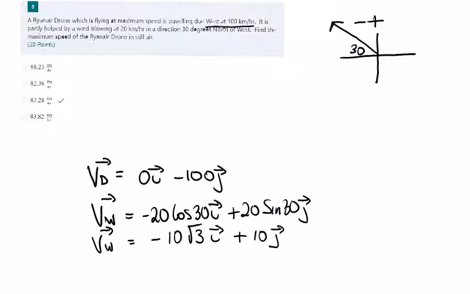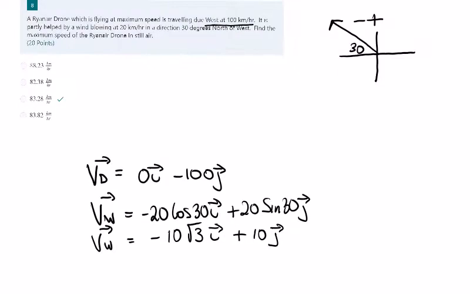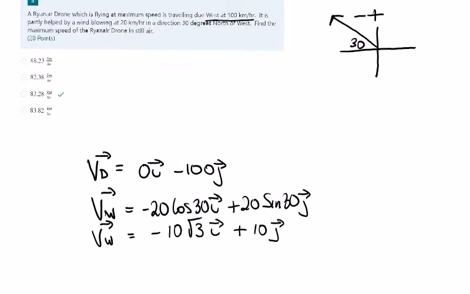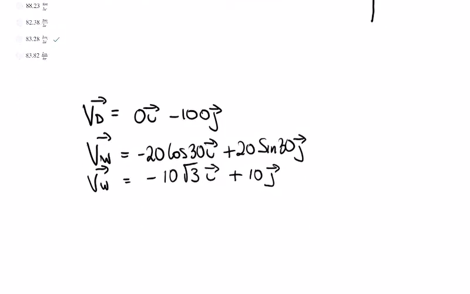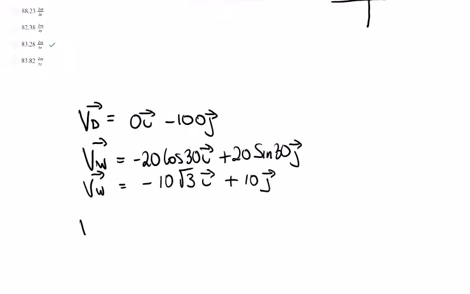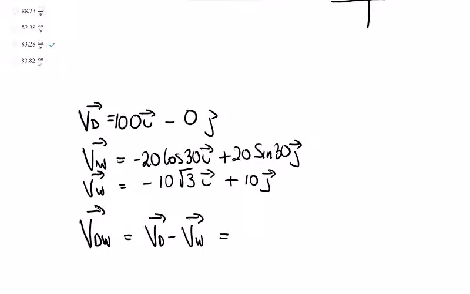We're at the maximum speed of the drone in still air, similar to the guy crossing the river. What's the actual speed of this Ryanair drone? So we need the velocity of the drone relative to the wind, which is the velocity of the drone minus the velocity of the wind. It's going due west, so it's 0 in the J direction and 100 in the I direction. My bad, I'm sure you've noticed that. So D minus W is 100 minus 10 root 3.